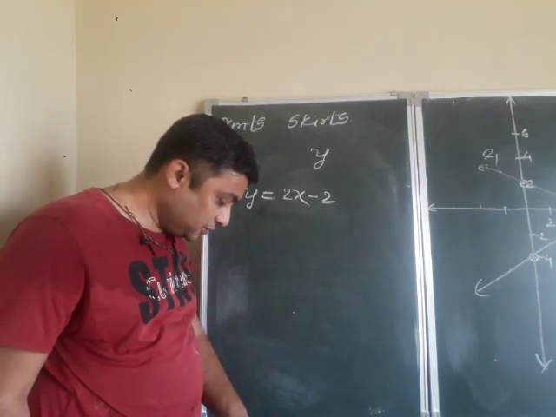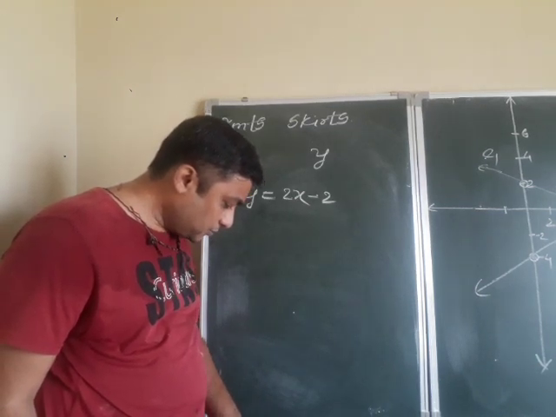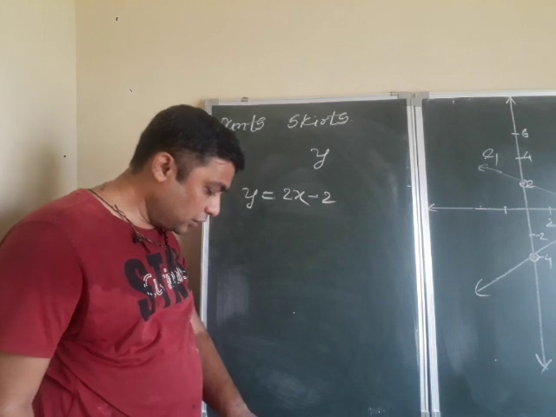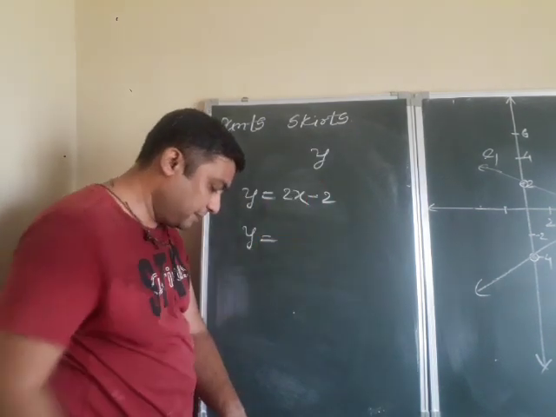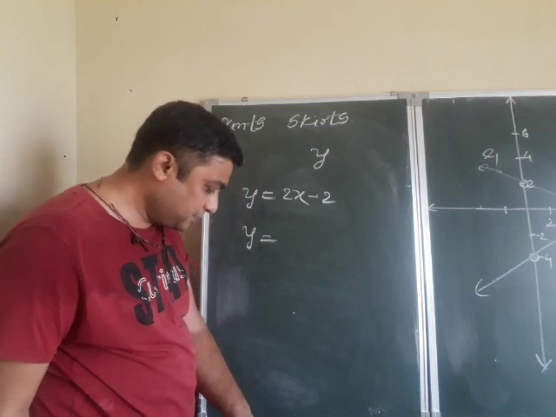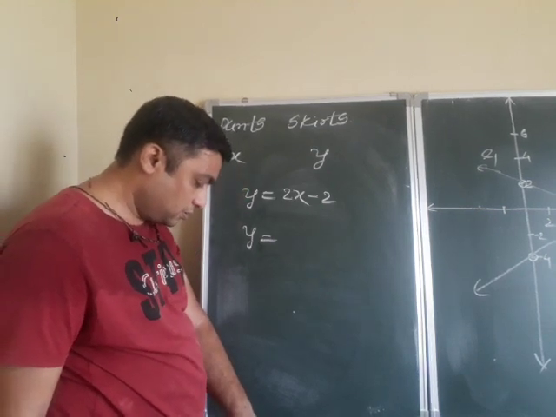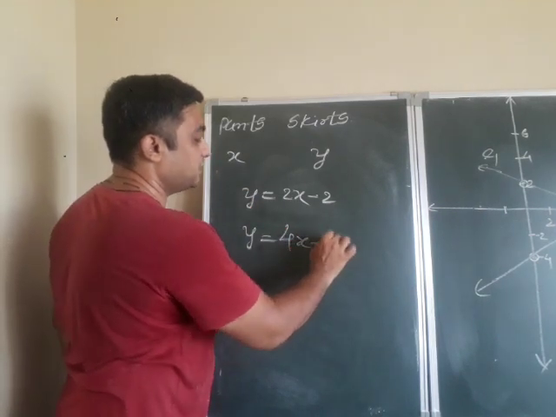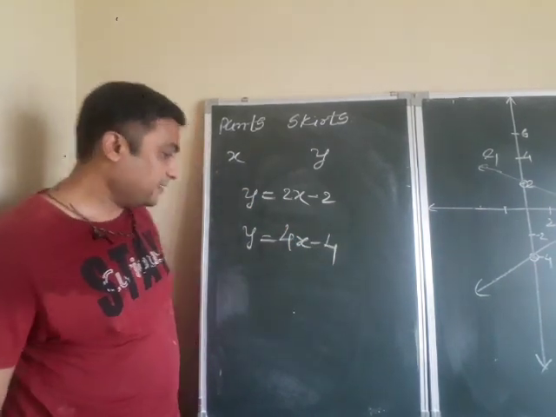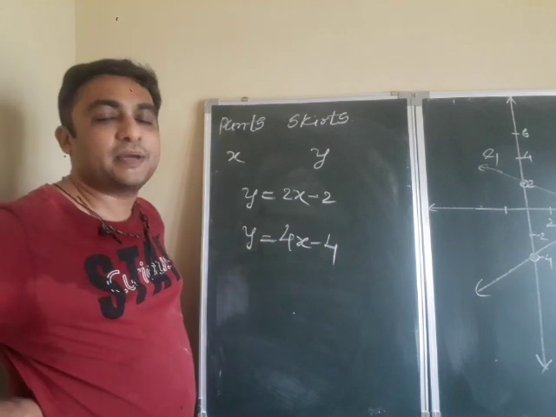For the second equation: also the number of skirts, it means y, is 4 less than 4 times the number of pants. 4 times the number of pants is 4x, and subtract 4 from it. So the second equation is ready: y is equal to 4x minus 4.